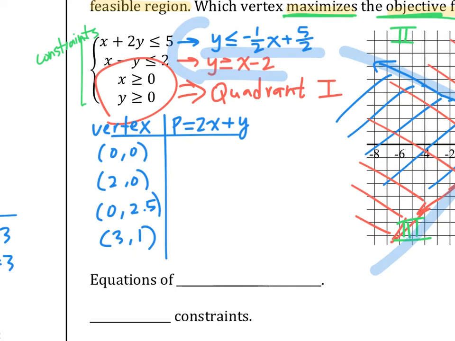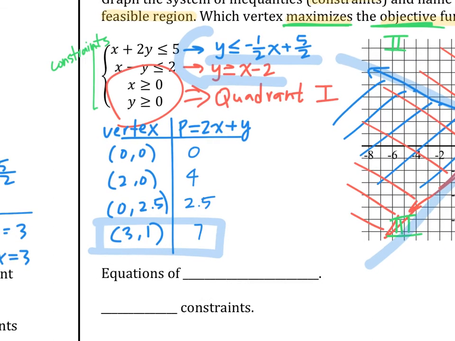So first one is (0, 0). If I plug it in, I just get 0. The second one, (2, 0). I plug it in, I get 4. The third one, I get 2.5. The last one, I get 7. So I can see that (3, 1) is going to maximize.